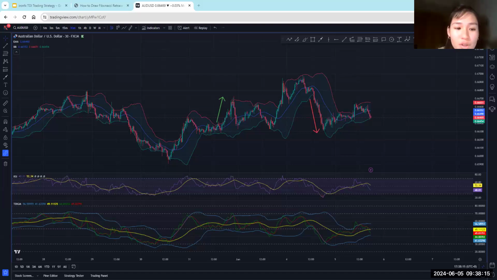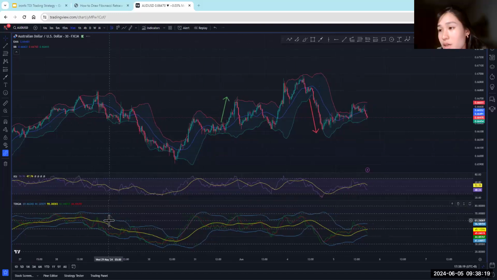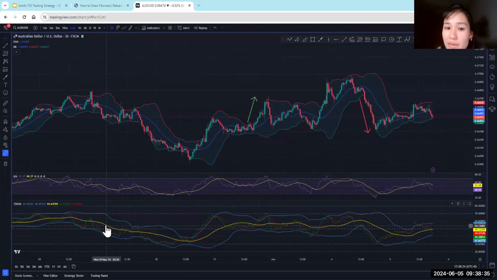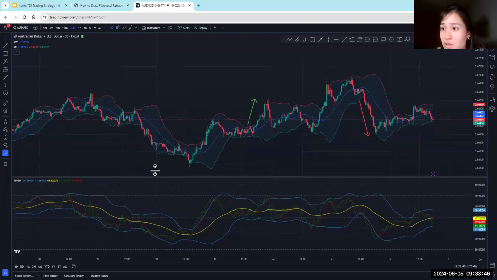So this is an example of your TDI. Okay, and you can kind of see where the lines cross over each other. So again, RSI is used here. For RSI, we're looking at the green line as well as the red line. Okay, I'm going to get rid of this RSI.